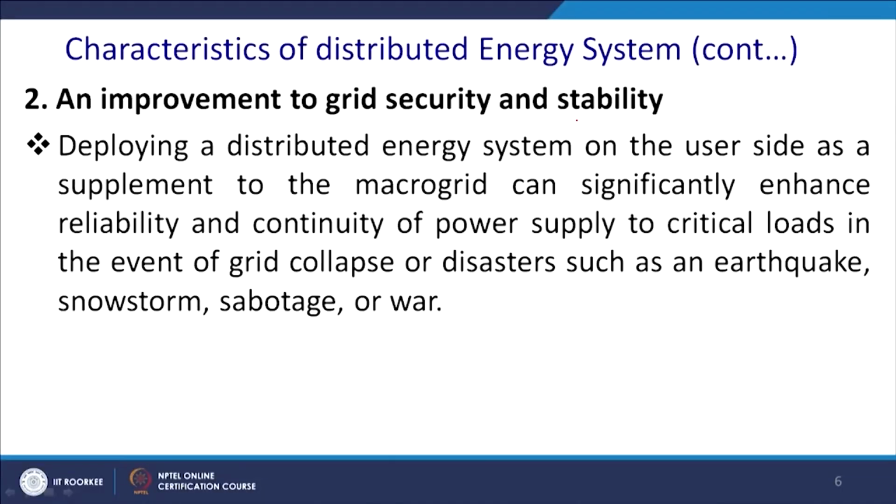Deploying a distributed energy system on the user side as a supplement to the microgrid can significantly enhance the reliability and continuity of the power supply to the critical load in the event of a grid collapse or catastrophe or disasters such as earthquake, snowstorm, sabotage, where you can even have a total grid failure, like the northern grid that totally failed in 2012. In that kind of circumstance, your microgrid is quite immune and self-sustained.